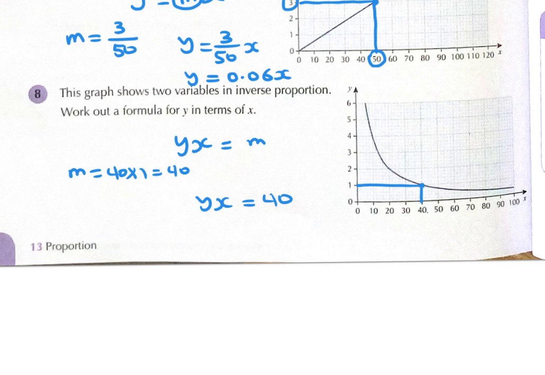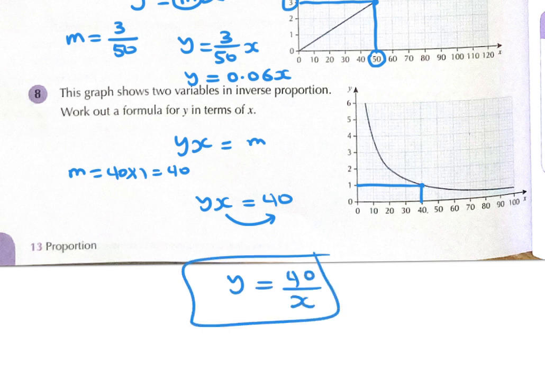But I need y in terms of x. I need y as the subject. I need y on one side. So yes, you can transpose x to the other side by division. So y equals 40 over x. Because I need y as the subject.